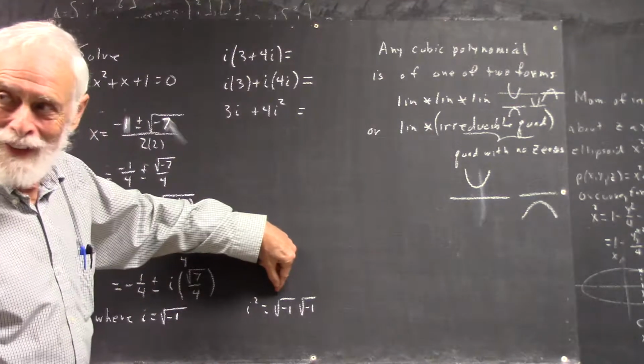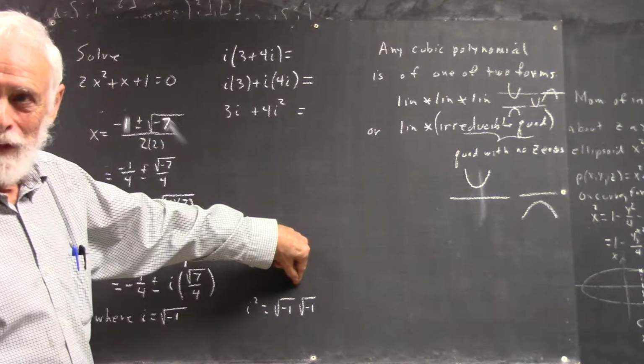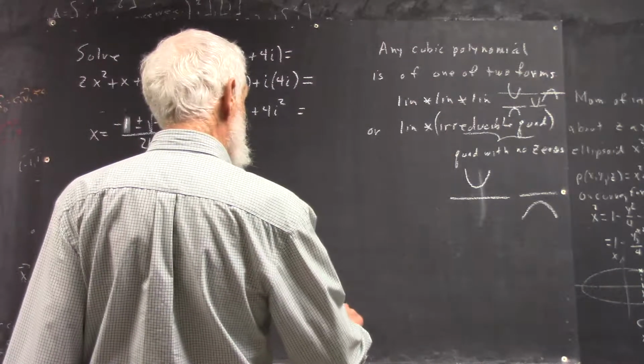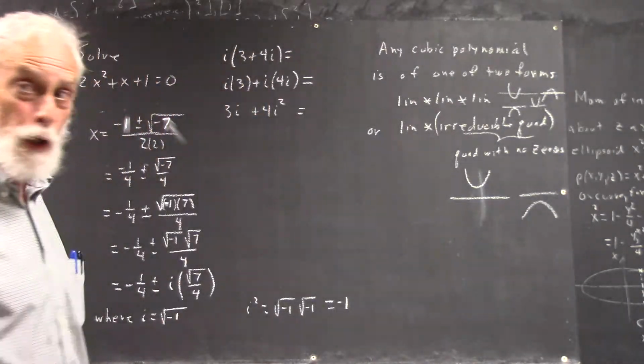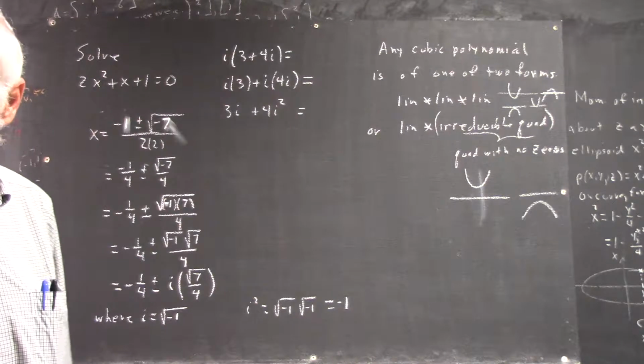Anyhow, the square root of a number times the square root of that number gives you that number. So i squared has to equal -1. Okay? Got it?